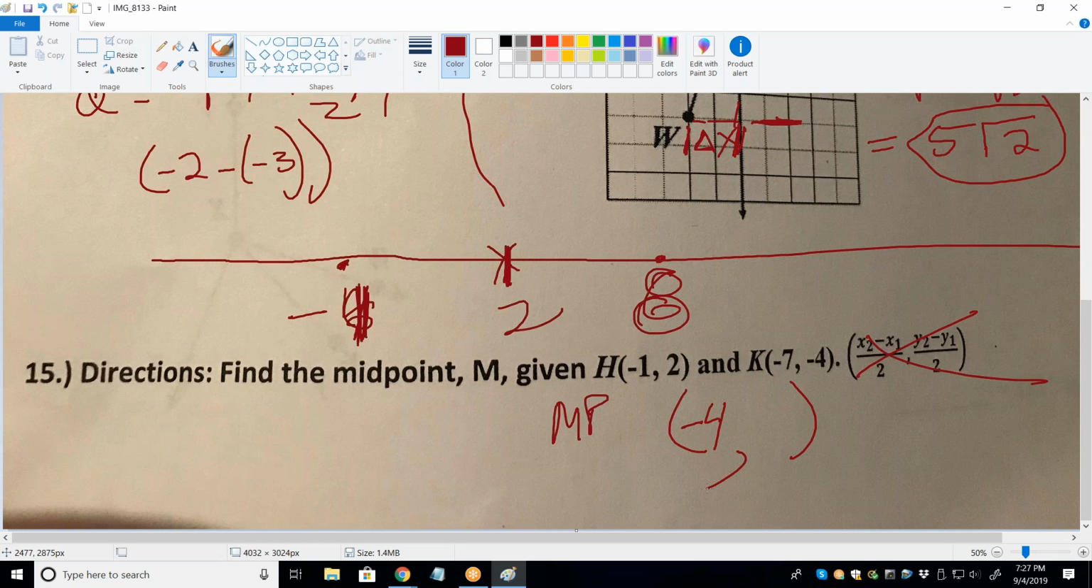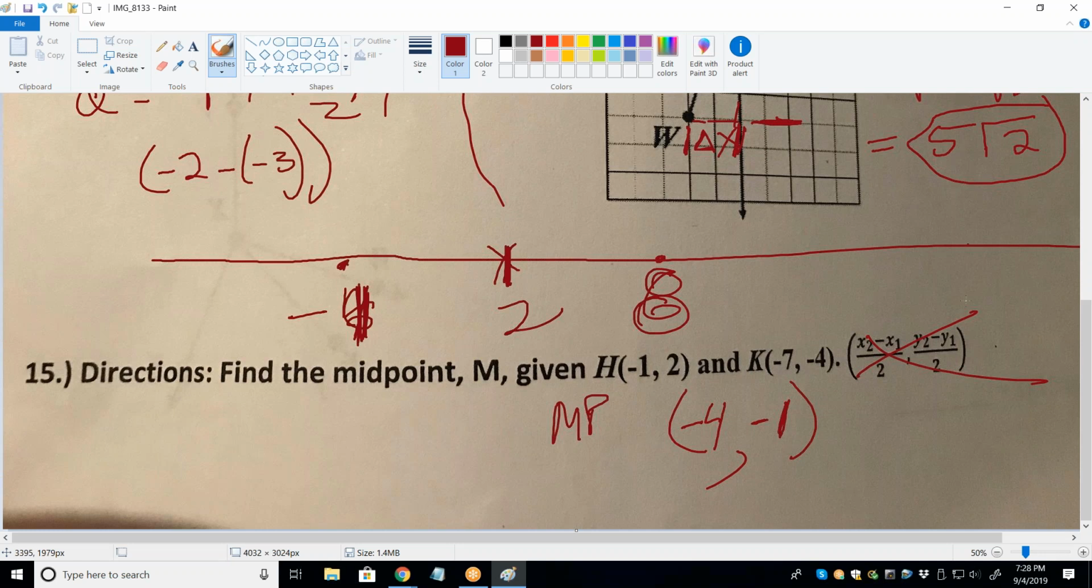How about the midpoint between the y coordinates? It would be 2 plus negative 2, divided by 2, which is negative 1. Is negative 1 the same distance from 2? How far is it away from 2? 3. Correct. How far is it away from minus 4? 3. That makes it a midpoint. That's the easy way to do these.